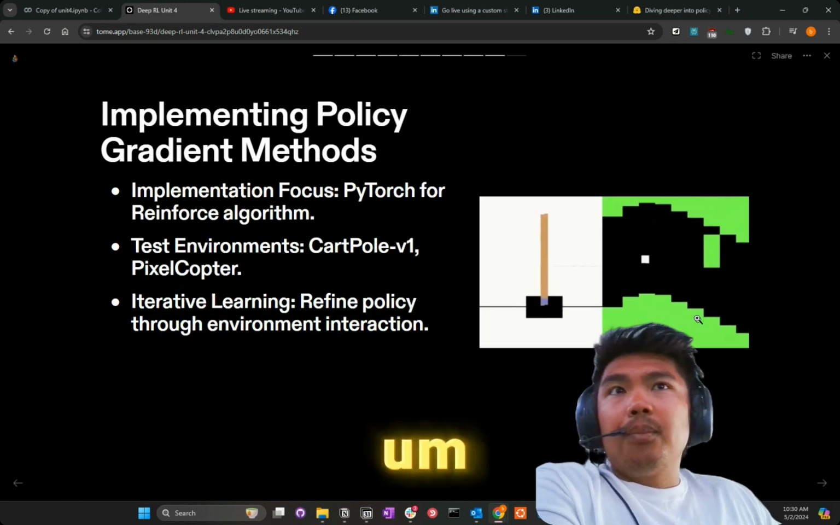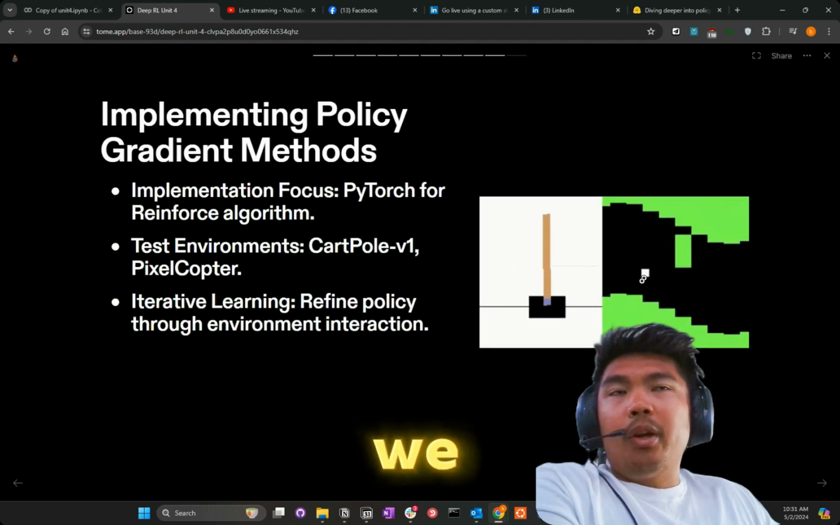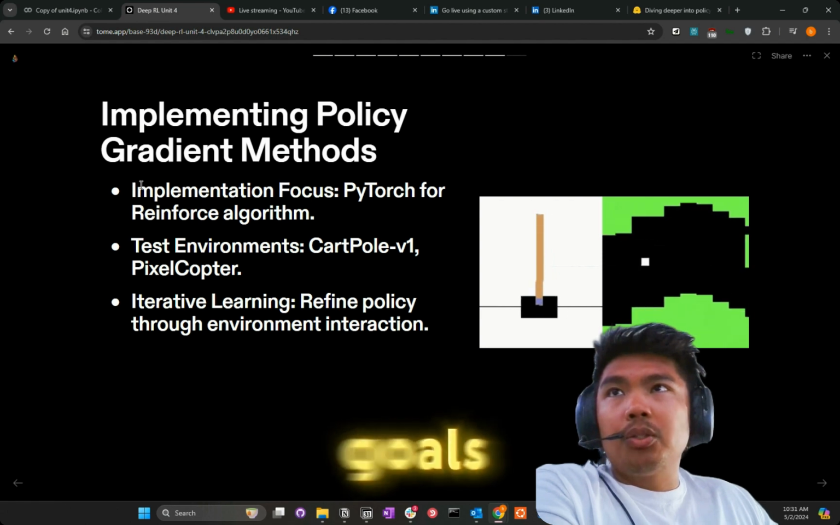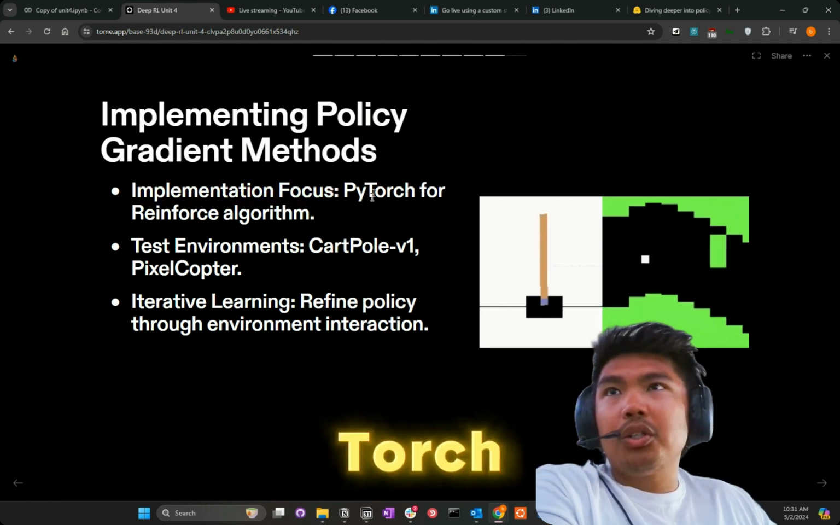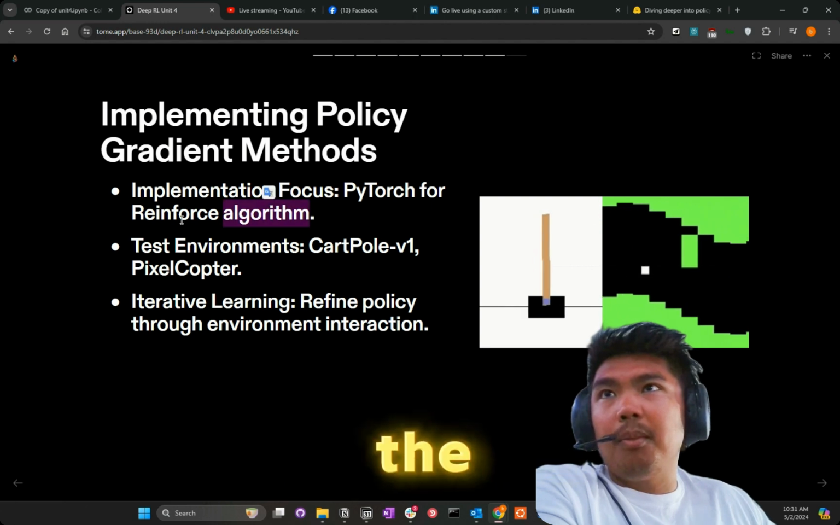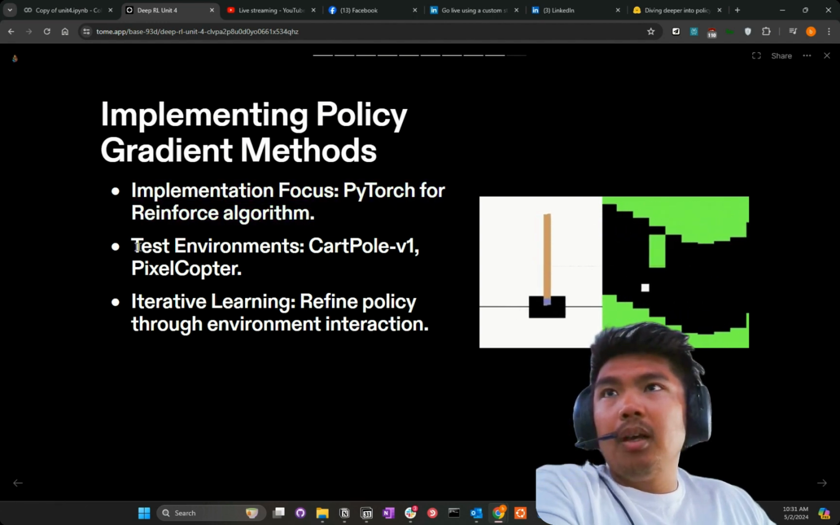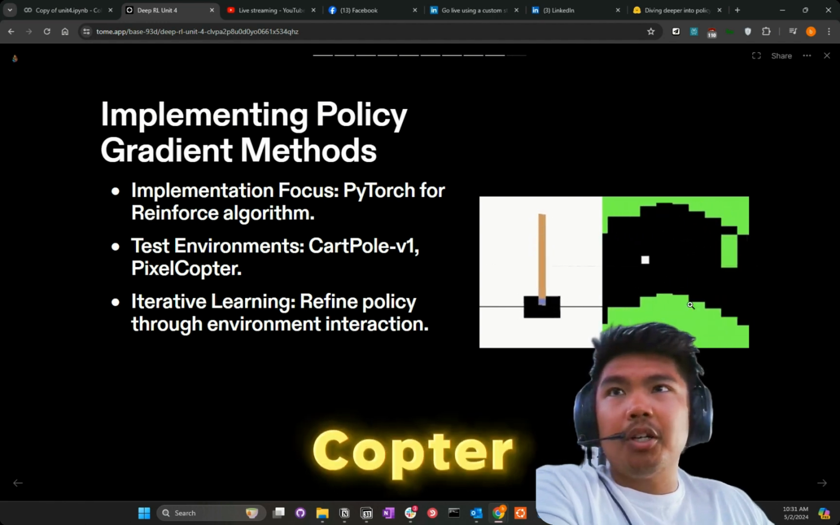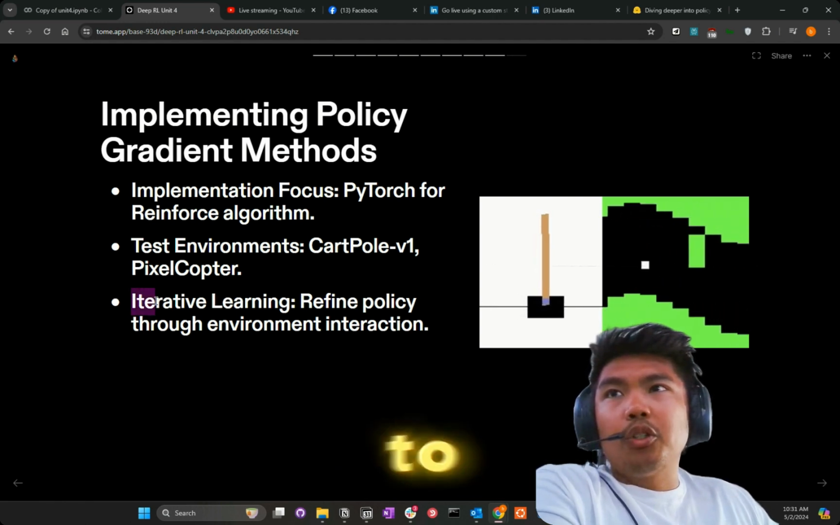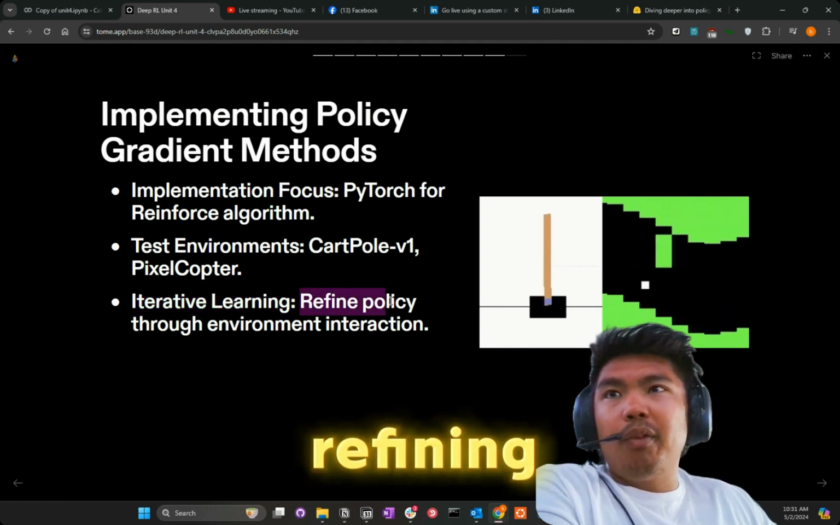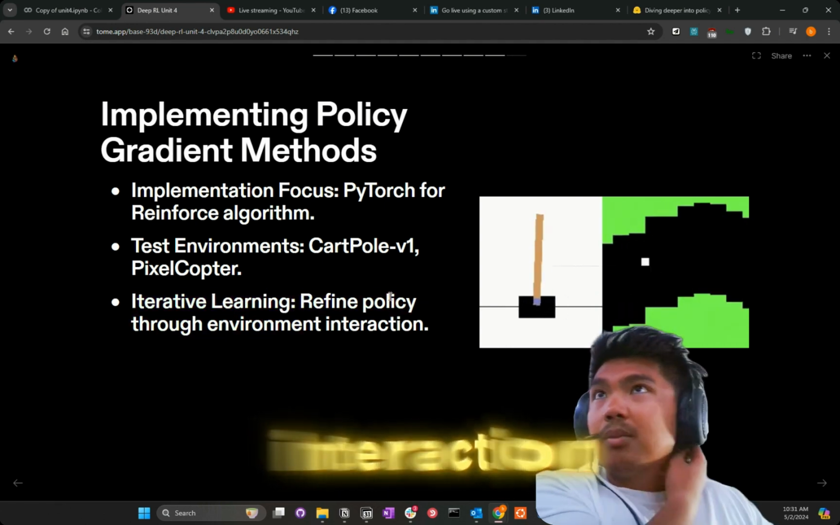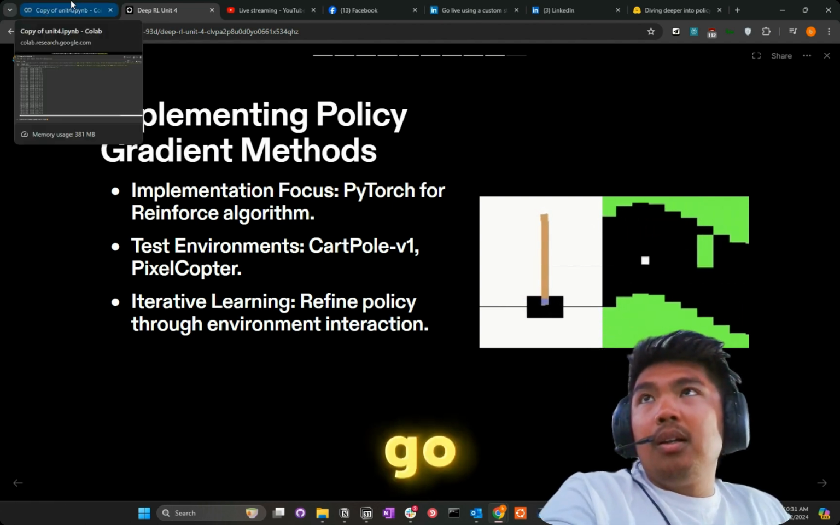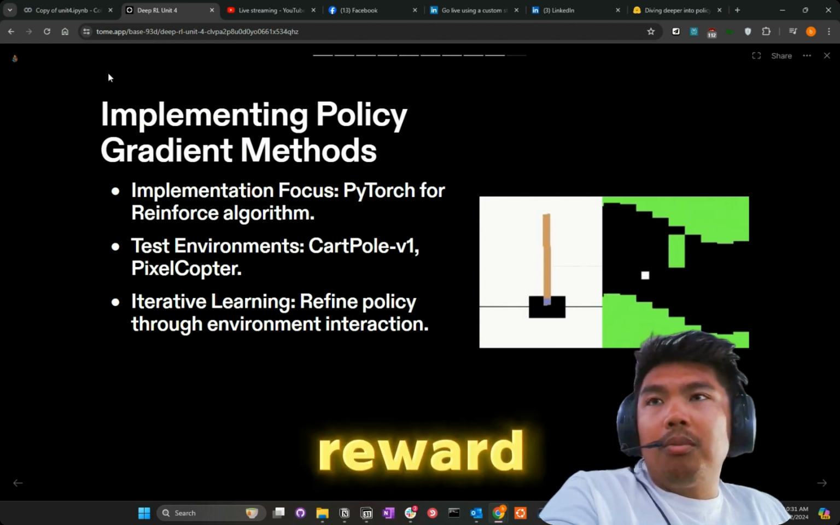So now, this is the training environment that we are doing for the hands-on portion of the course this week. The goals are implementation of PyTorch and the Monte Carlo REINFORCE algorithm. We're going to be using two environments, CartPole version 1 and the Pixelcopter. And we're going to be following iterative learning by refining the policy through environment interaction. So that's the central dogma of reinforcement learning: you go state, action, reward, repeat.